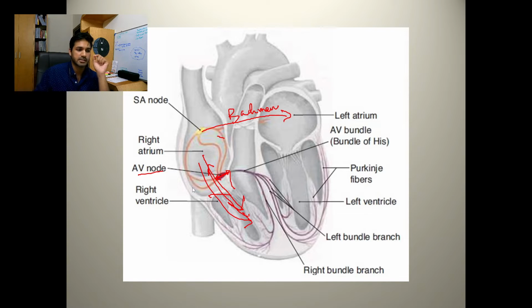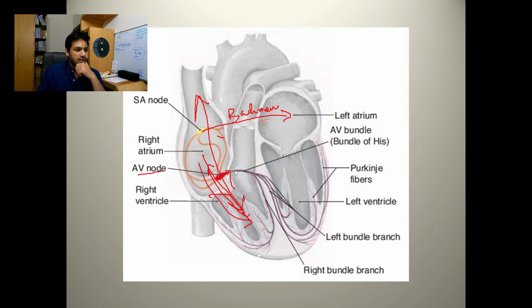AV node is the slowest part of the conduction system, and you need that because there are arrhythmias which bypass the AV node, and sometimes it leads the ventricle. It causes the ventricle to contract simultaneously with the atria, and all the blood just rushes back here, and that's not very good for you.